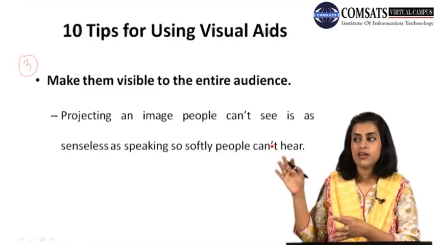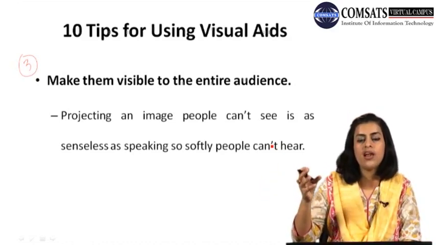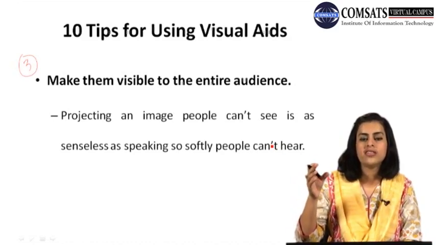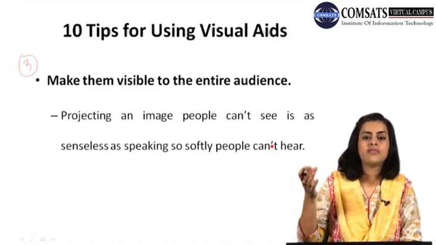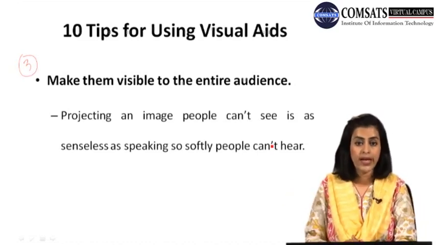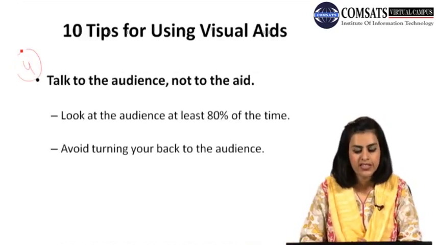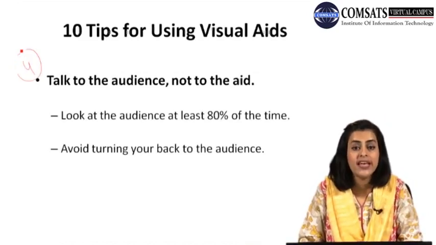Now if the computer screen is showing a very minute or very small visual aid to your audience, it means that they cannot see that, and if they cannot see that, your presentation or your visual aid would go in vain. Moving on to the next point, point number 4 is talk to the audience, not to the aid.